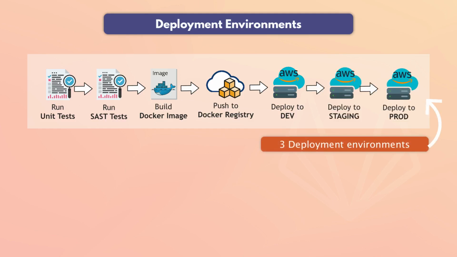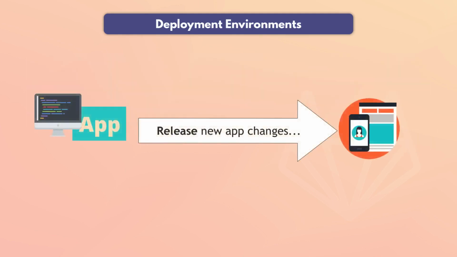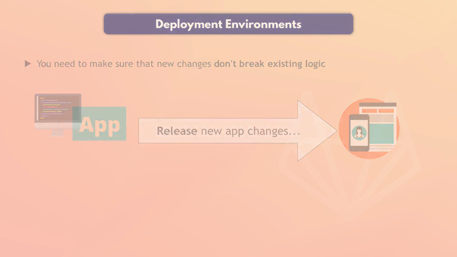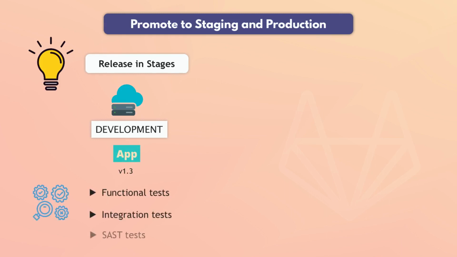As I mentioned in the previous video, before you roll out a new feature or any application changes to the end users, you need to make sure those changes didn't break the existing logic or setup in the application or introduce any security issues. So you release your application changes in stages. The first stage is deploying to the development environment, and at this stage you may run functional and integration tests to make sure the application still functions properly.